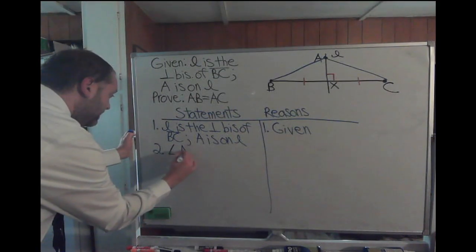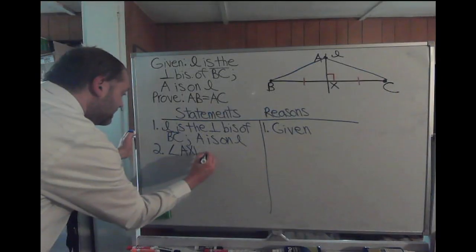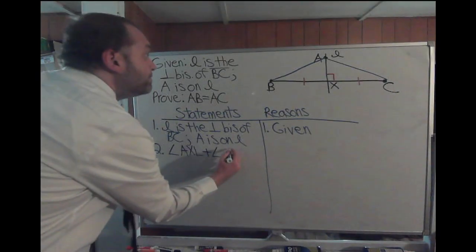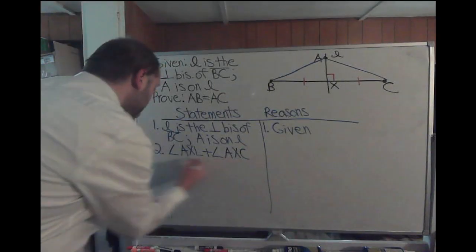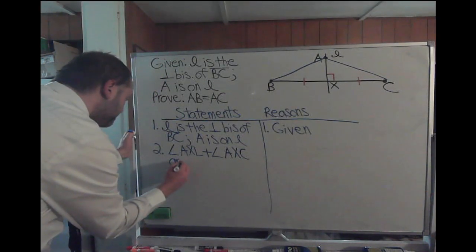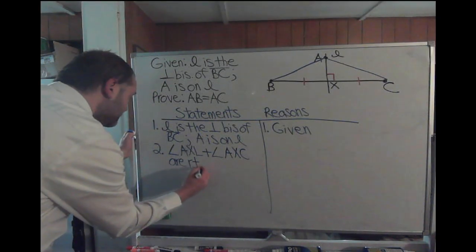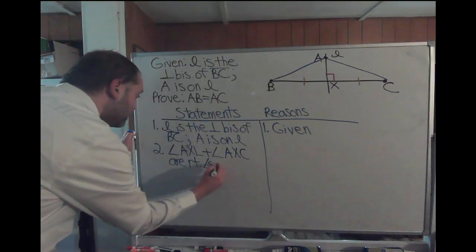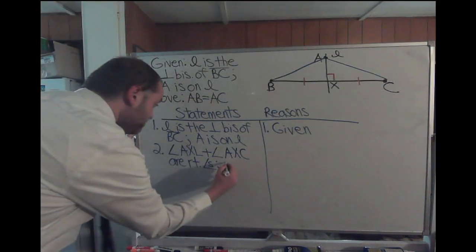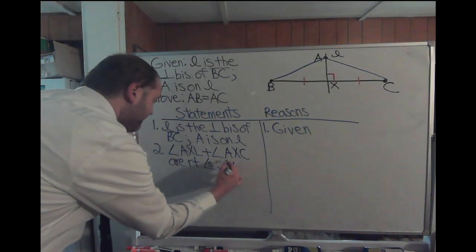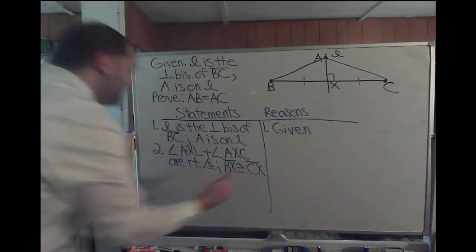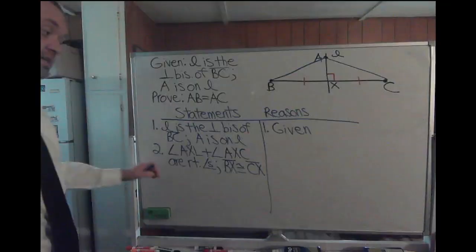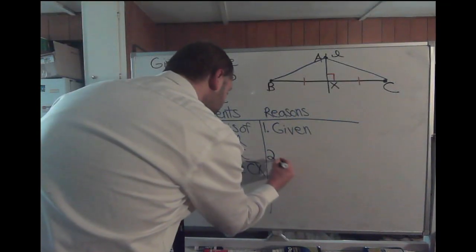Angle AXL and angle AXC are right angles. We can also conclude that BX is congruent to CX. How could we conclude that? Based on the definition of perpendicular bisector.